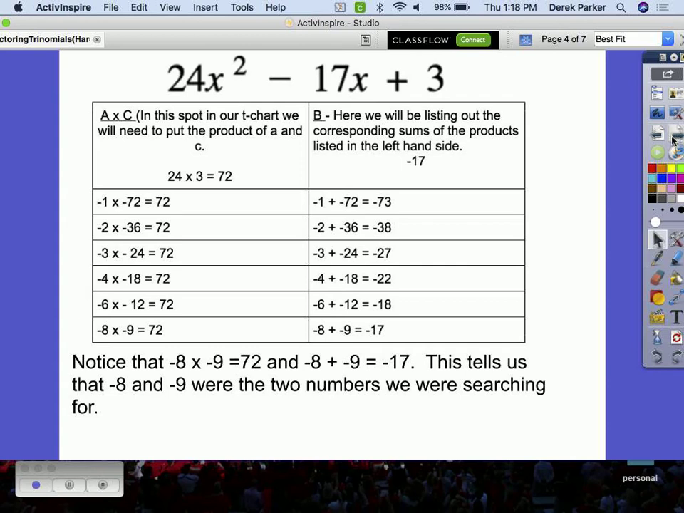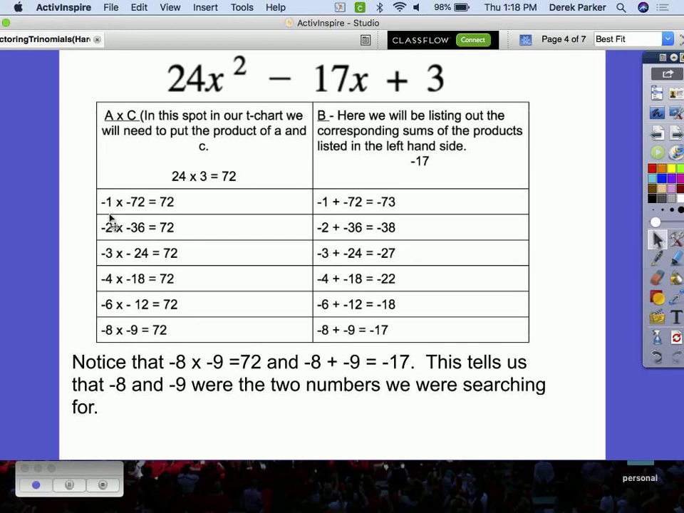Negative 1 times negative 72 is 72. Negative 2 times negative 36 is 72. And so on and so forth. Now, our main goal is to add the two together to get negative 17. We do all this and we find that negative 8 plus negative 9 equals negative 17. Notice that negative 8 times negative 9 equals positive 72, and negative 8 plus negative 9 equals negative 17. This tells us that negative 8 and negative 9 were the two numbers we were searching for.